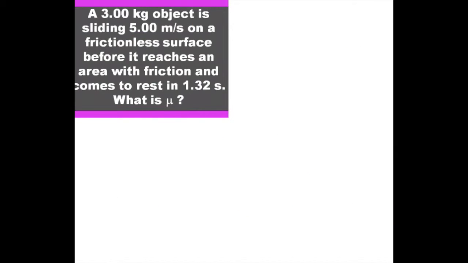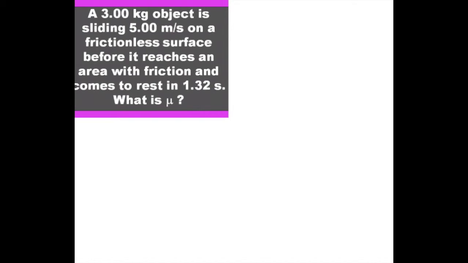A 3 kilogram object is sliding 5 meters per second on a frictionless surface before it reaches an area with friction and comes to rest in 1.32 seconds. What is mu? So, something sliding along, maybe like on ice, and then it hits a spot that has friction. And that's where this problem starts. The problem starts when it hits the patch with friction.